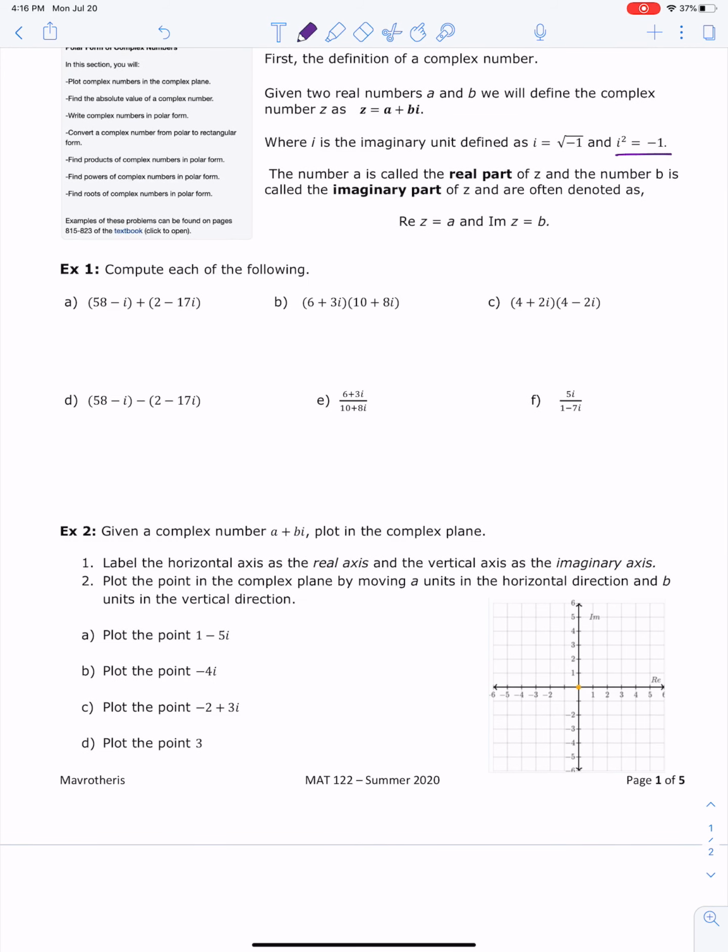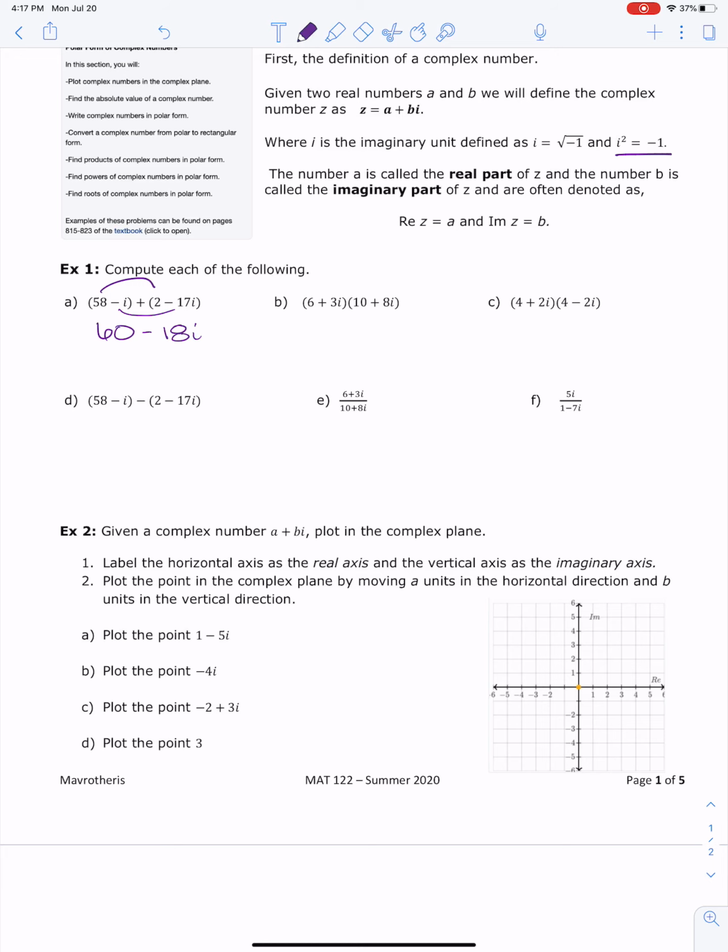So basic computations, we remember hopefully how to do this, kind of like combining like terms. So if I am adding two complex numbers, I can add the real parts together. So 58 plus 2 is 60. And then I'm going to go ahead and add the imaginary parts together. I've got -1i minus 17i. So that's minus 18i. I'm going to keep the real part and the imaginary part separate.